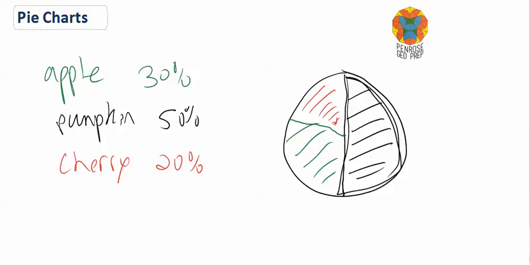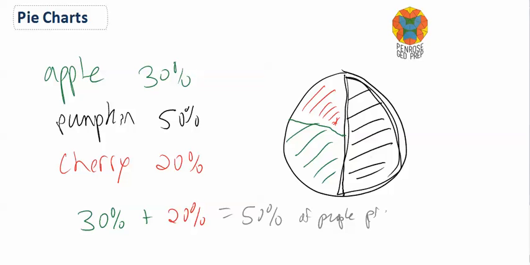A common question using pie charts might be what percent of people preferred apple or cherry. So how we would do that is we would add up the number of people that preferred apple, which was 30%, plus the number of people that preferred cherry, which is 20%. And we find that 30 plus 20 is 50, so 50%. So we could say that 50% of people preferred apple or cherry pie.